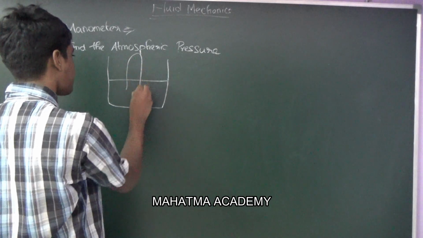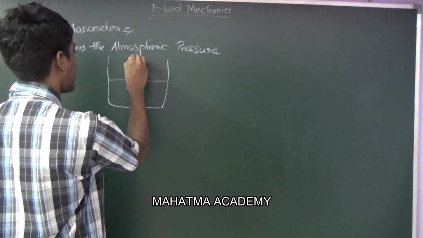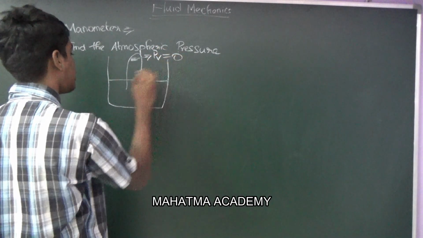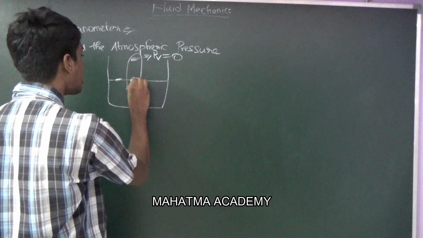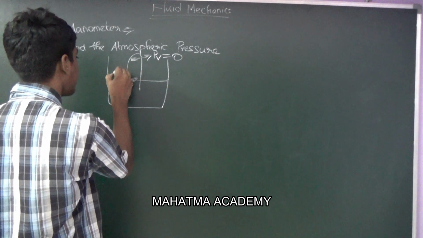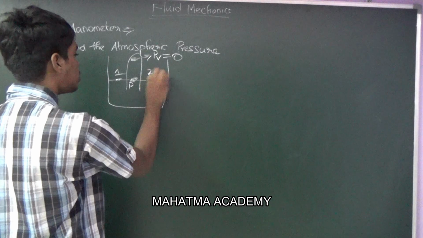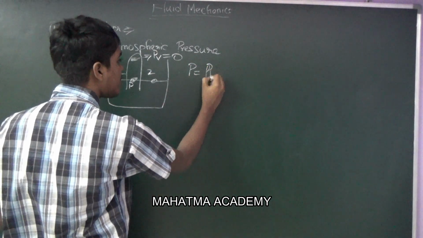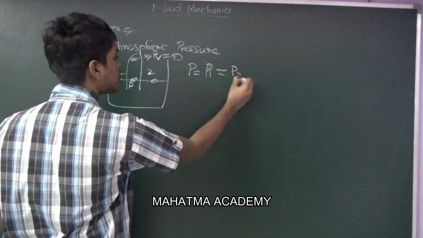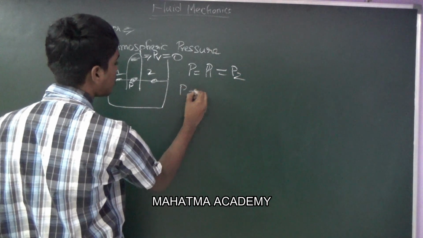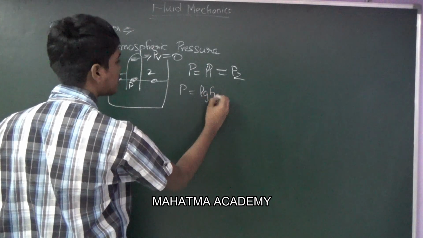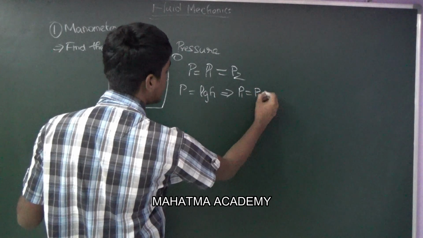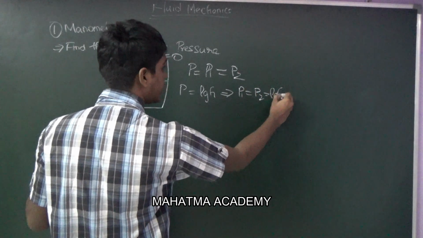In it we dip a tube with the vacuum. P vacuum is equal to 0 and here the pressures are P1 and P2. Now P1 is equal to P2. Here P is equal to rho gh. So P1 is equal to P2 is equal to rho gh.